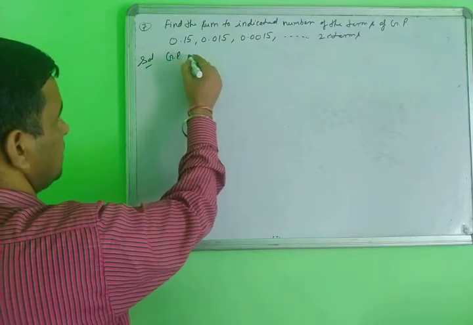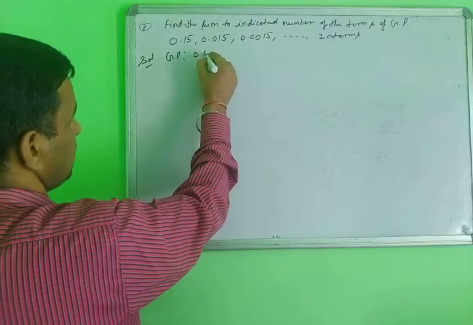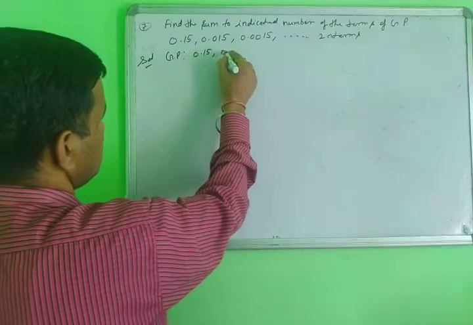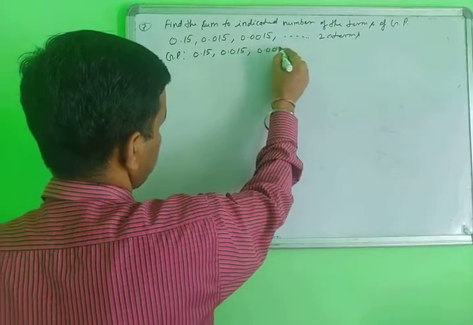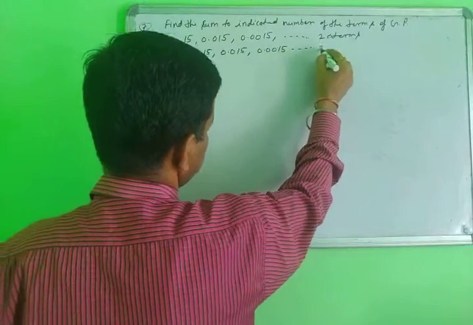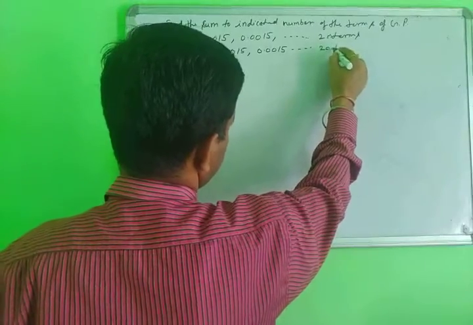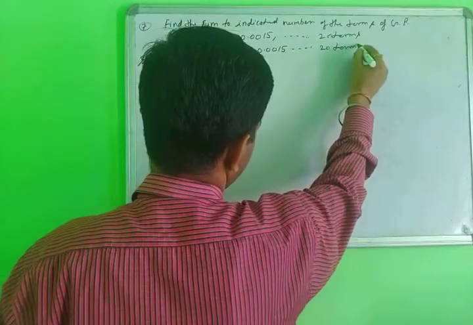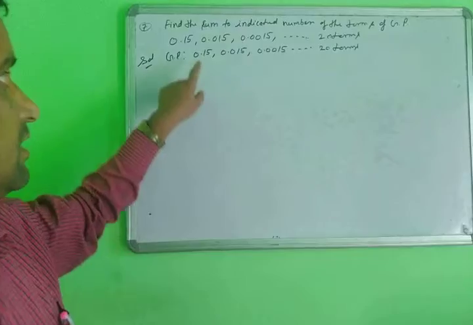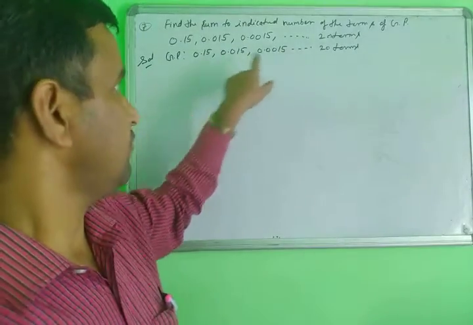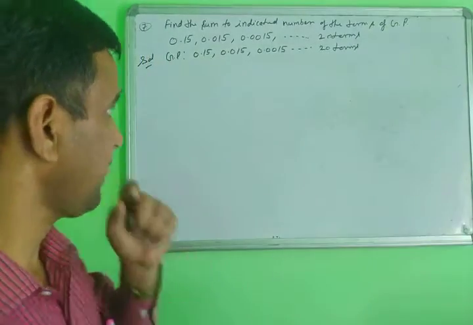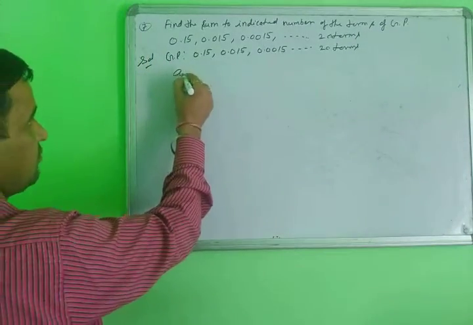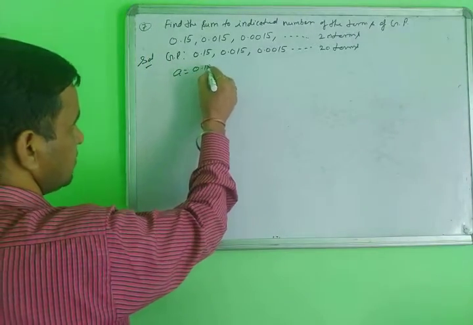GP is given: 0.15, 0.015, 0.0015, dash dash dash, 20 terms. This means in this type of question you have 20 terms: first term, second term, third term, and this will be the 20th term. So now start: you will find 0.15 is the first term.